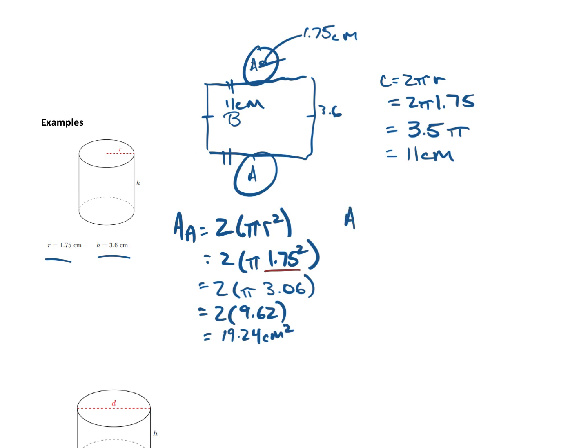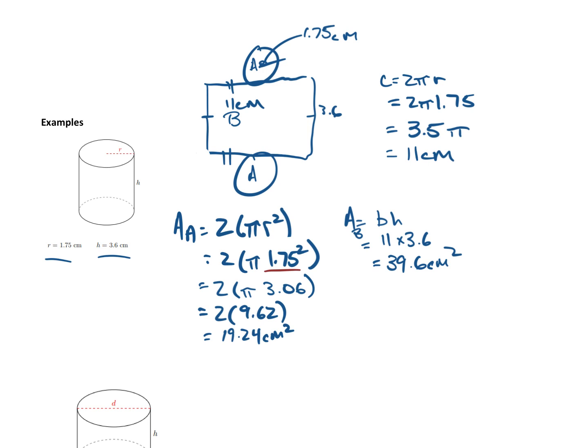Then my area for B, which is my rectangle, is just base times height. And my base is 11 centimeters and my height is 3.6 centimeters. So when I multiply the two of those together, I get 39.6 centimeters squared.